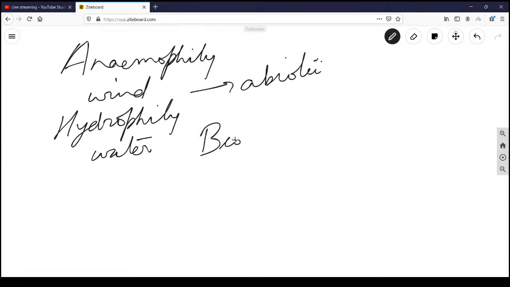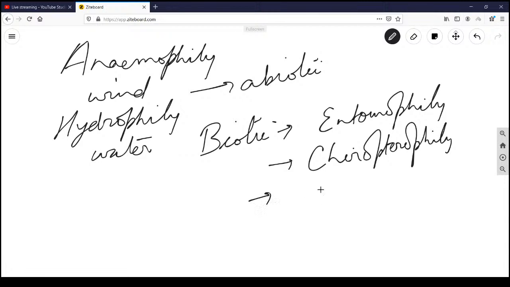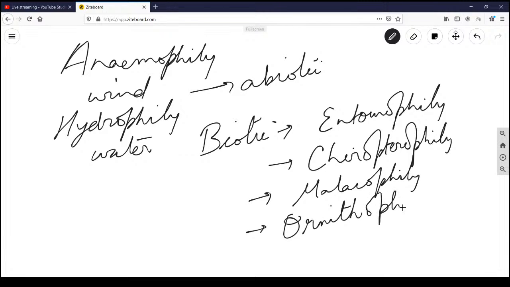The biotic, the living agencies, will be entomophily, insects, then chiropterophily, bats, then malacophily, snails and slugs. Then it could be ornithophily. Then we will be coming on to each one in detail.